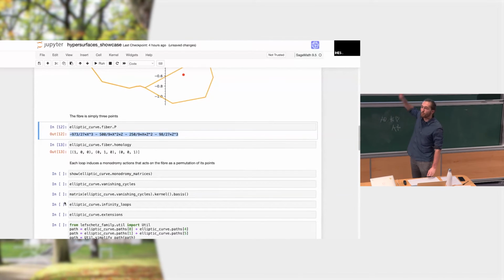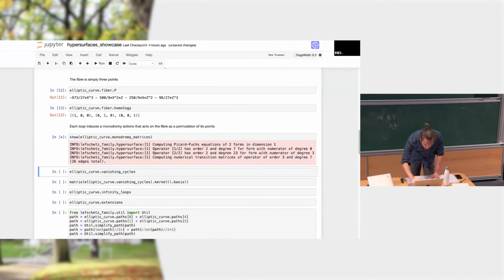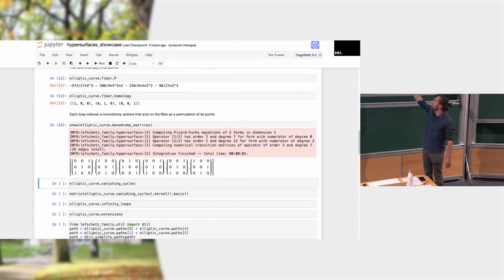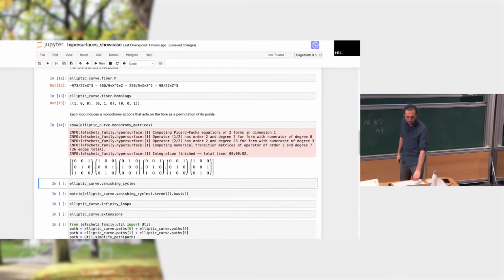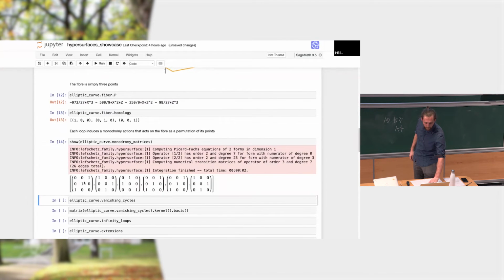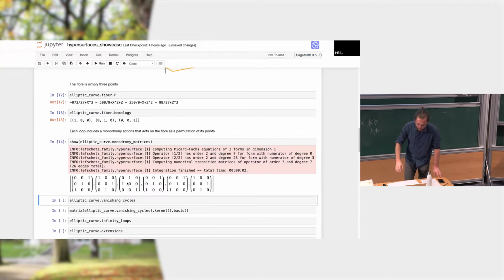And I represent the points in the fiber just as these 3 vectors. So this is the 0th homology group of the fiber. And then I can compute these monodromy matrices, which will just be permutation matrices. So these are the permutation matrices that correspond to the simple loops around each of these critical values. So this is the first critical value, the second one. And as you can see, these are indeed not any permutation matrix, but transposition matrices.